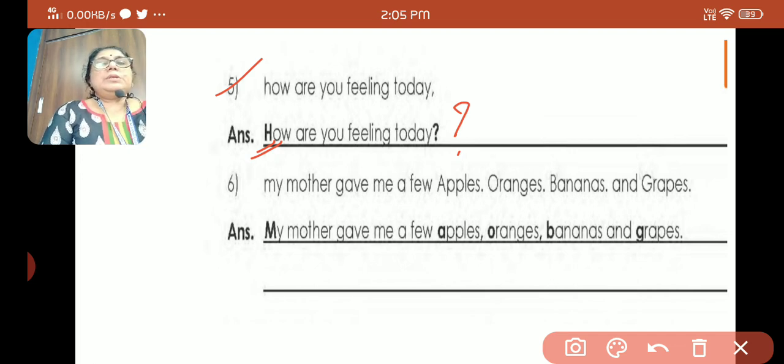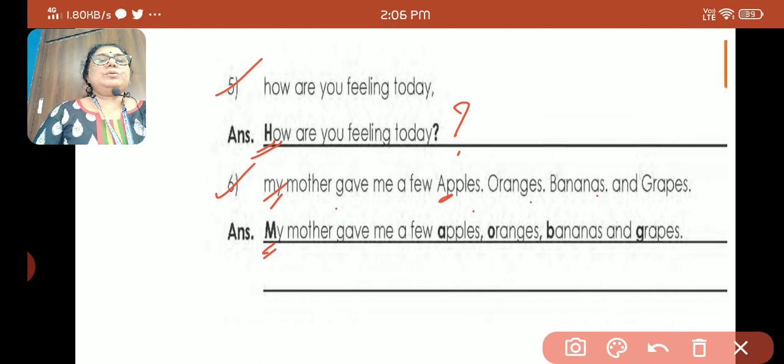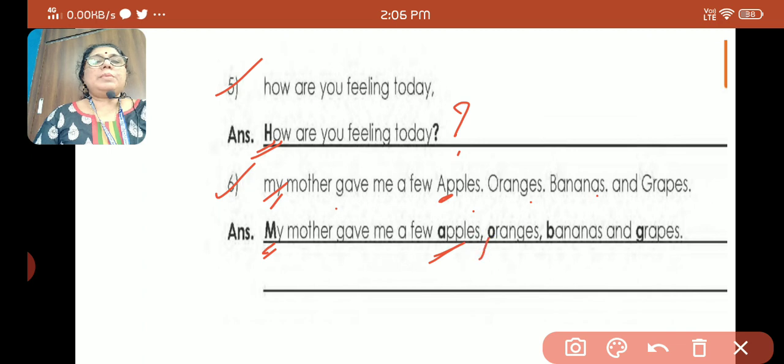Now let's go to the next one. That is, my mother gave me a few apples, oranges, bananas and grapes. Now my M should be in capital. Mother gave me a few apples. Why is apples written in capital? It is not a proper noun. All apples are apples, no? So it is not a proper noun, so we use apples only, small a. After apples we put a comma. We don't put a full stop. We use a comma.